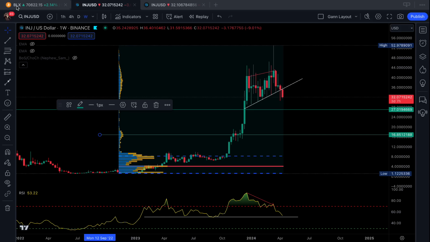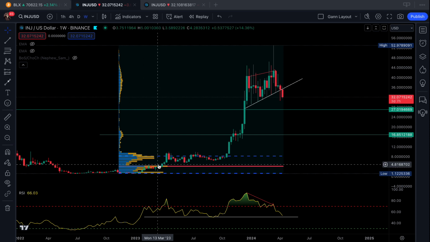Tradesters, this is a chart request for Injective protocol. On the weekly time frame, Injective looks overextended. This is the weekly chart.